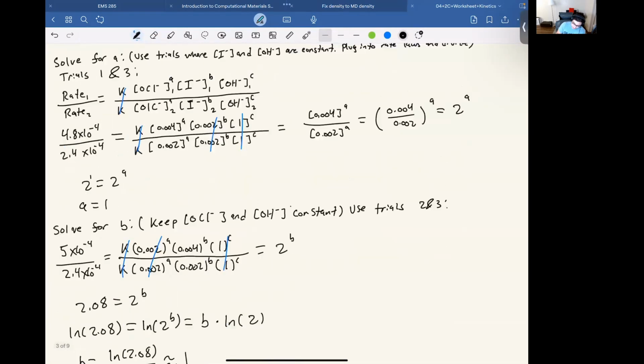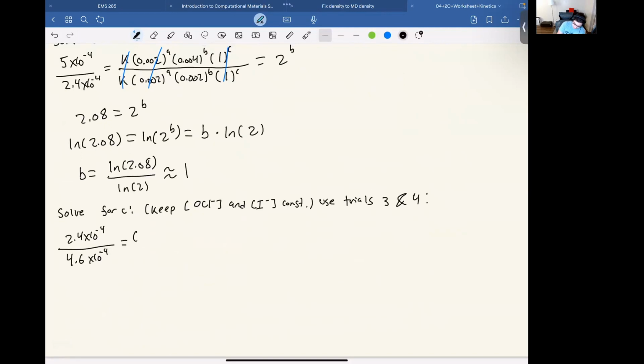Then we have 0.002 for OCl minus and for iodine. Hydroxide is 1. On the bottom, we get the same things for iodine and OCl minus. This is 0.05 to the C. On the right side, you can cross all these out, except for the hydroxide. You get 2 to the C power.